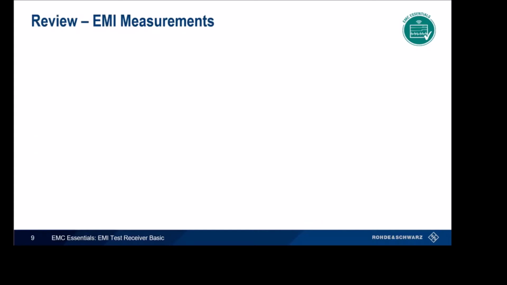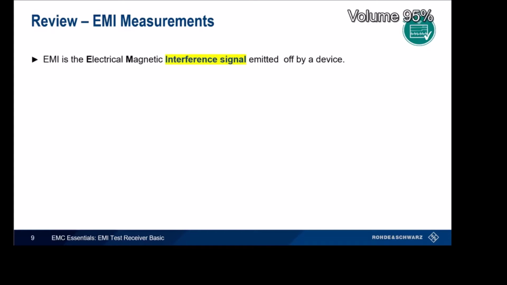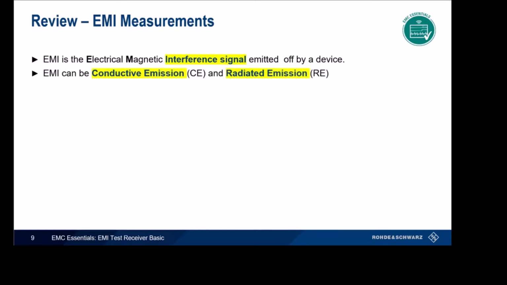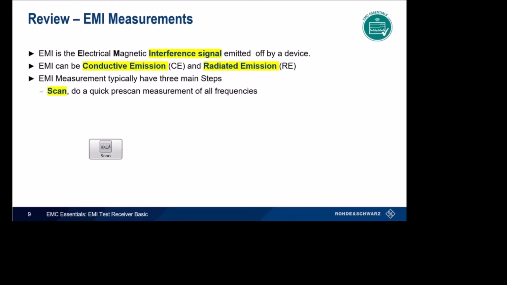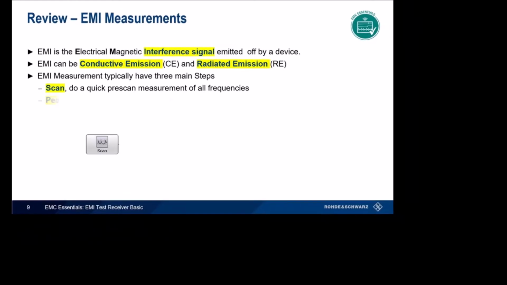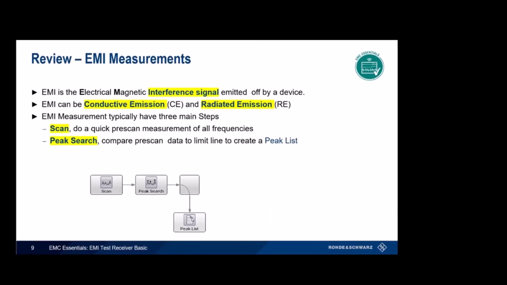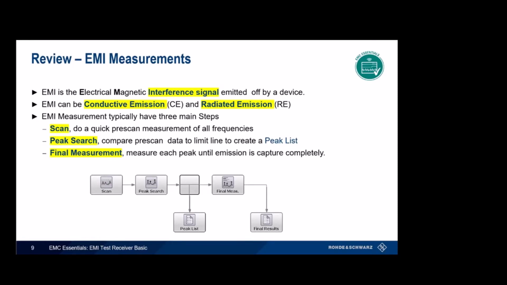Let's review the EMI measurement section. EMI is electromagnetic interference signals emitted off by a device. EMI can be conducted or radiated. EMI measurements typically have three main steps. Scan, to do a quick pre-scan measurement of all the frequencies. Peak search compares the pre-scan data to a limit line to create a peak list. And final measurement, which measures each of the peaks until the emission is captured completely.